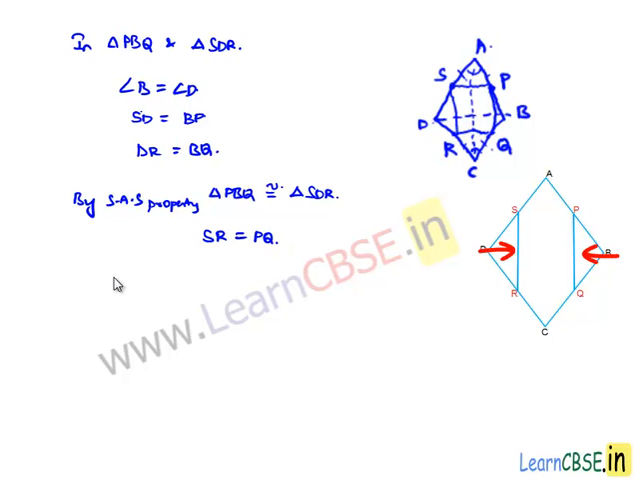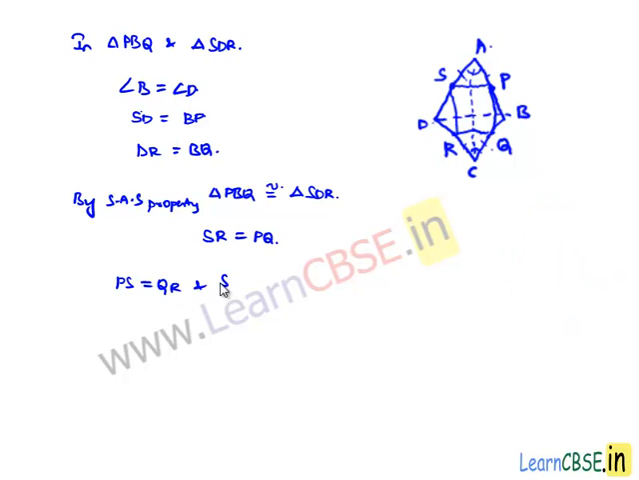In the first step we got that PS is equal to QR, and here we got that SR is equal to PQ. Two pairs of opposite sides are equal, so here we can say that PQRS is a parallelogram. As PS is parallel to RQ in triangle ADB.